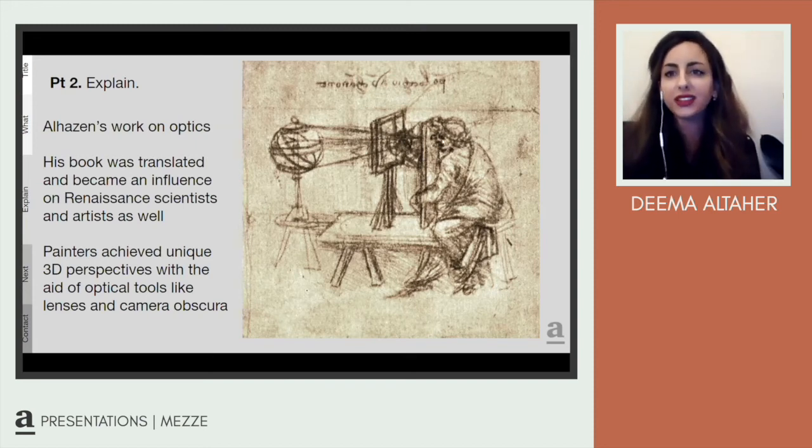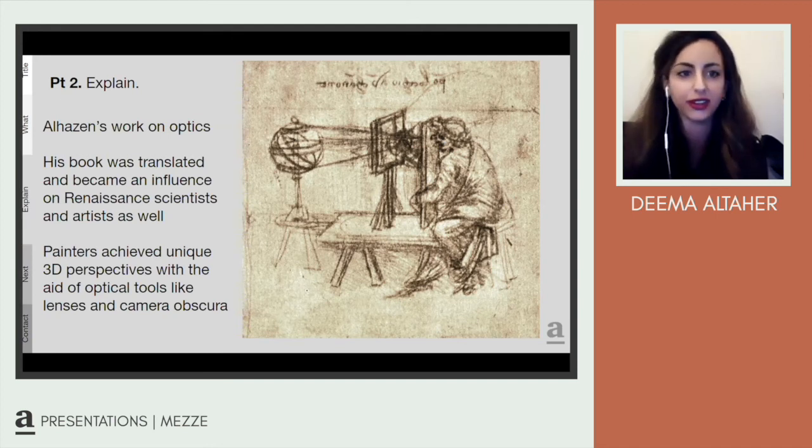So these kinds of tools were actually used to assist painters during the Renaissance. It helped them achieve these really unique 3D perspectives, whereas prior to that, paintings were a little bit more simple, a little bit more two-dimensional. But with the use of these optic tools and them being widely used, we were able to get a revived look into paintings.